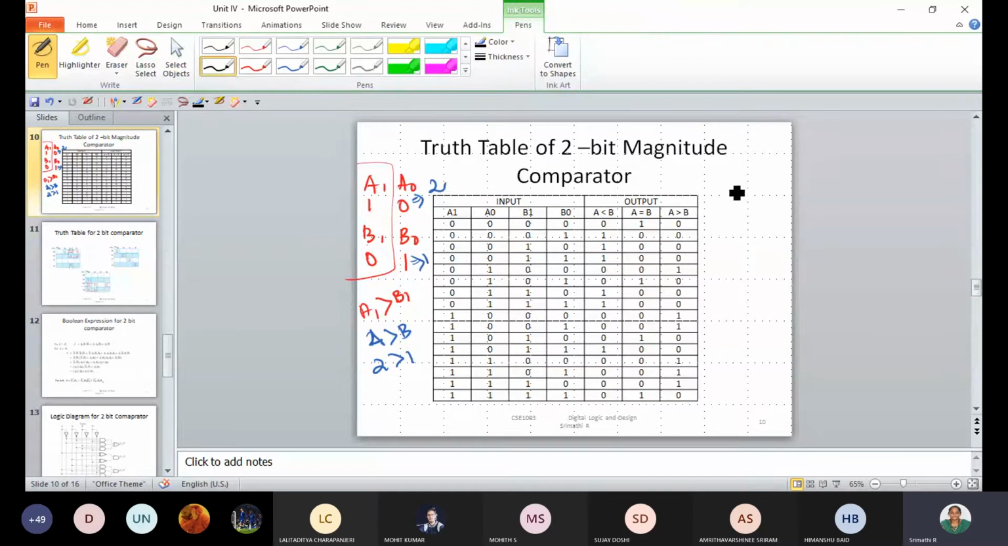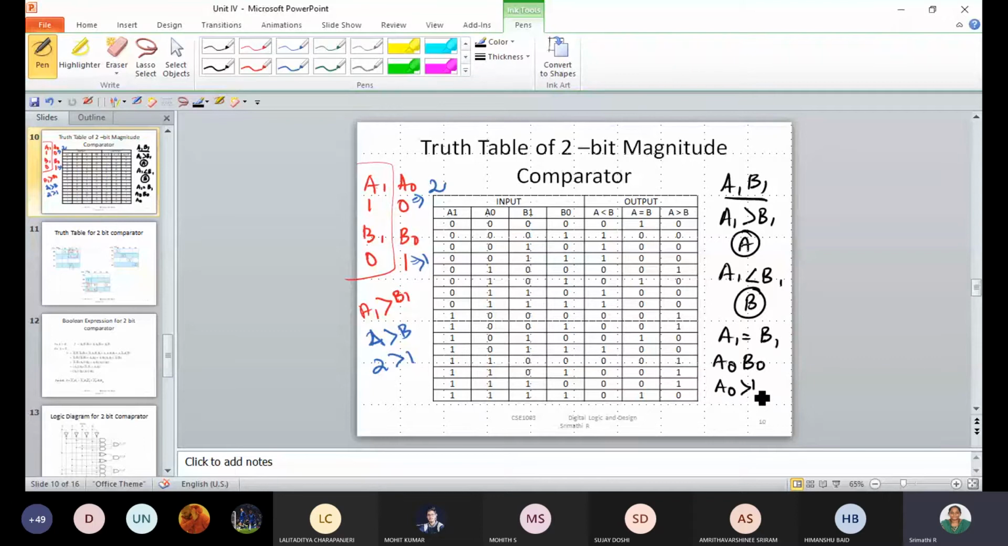First compare A1 and B1. Check whether A1 is greater than B1. If A1 is greater than B1, definitely your A number is greater. If A1 is less than B1, definitely your B number is greater. The third condition is A1 equal to B1. If A1 is equal to B1, you have to go ahead and compare A0 and B0. Here also you need the three cases. Check whether A0 is greater than B0. If A0 is greater than B0, definitely this is your third case.